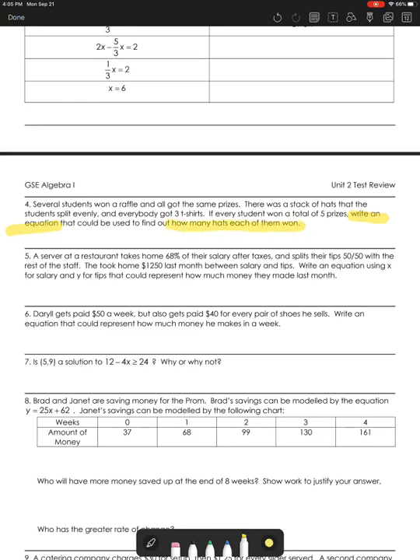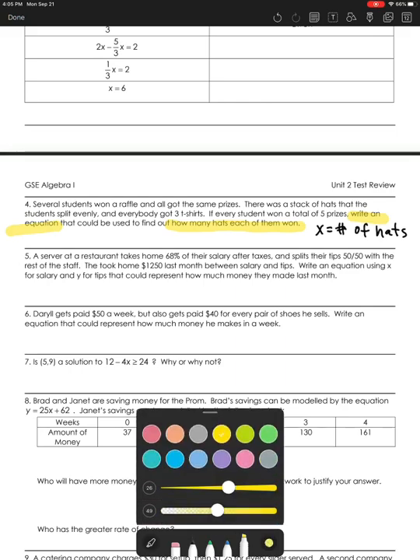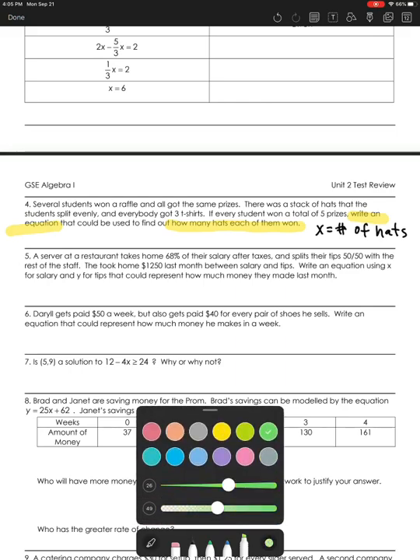So the variable that I need to find and solve for is the number of hats. So I'm going to go ahead and define x as the number of hats because I know that's what I need to find and solve for in this problem. Okay, so now I'm going to go back and highlight things that I think are going to be important as we work through this problem.